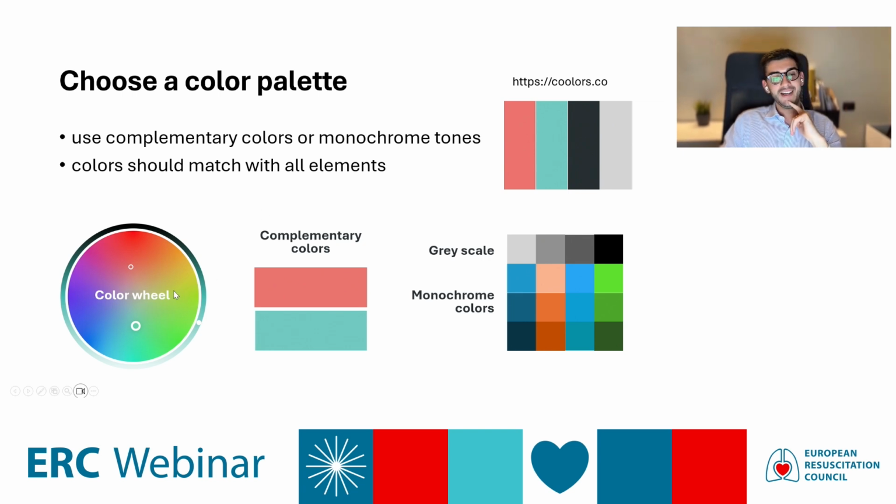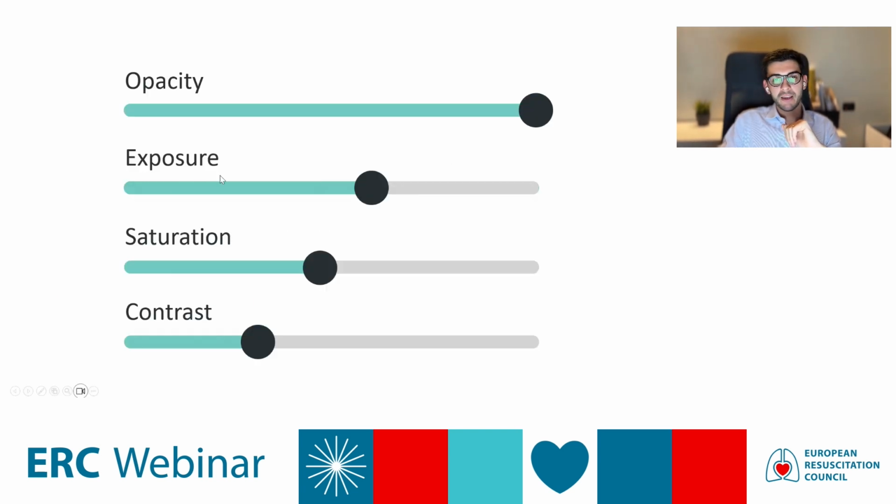Another option is to use the color wheel. The color wheel allows you to play with different colors, and the colors always look good together. A much simpler way is to use the simple scale of colors proposed, for example, by PowerPoint. Of course, it is more limited, but also less risky when combining colors together. Then you can play with opacity, exposure, saturation, and contrast if you have images in your poster, in order to adapt them to the colors of the whole poster.